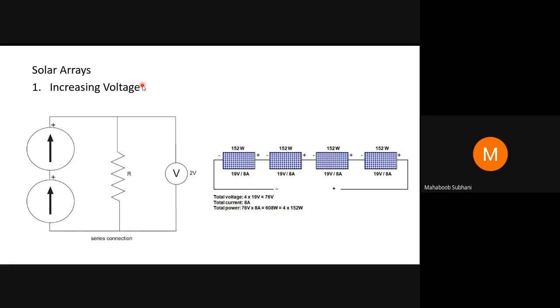Hello all. In the earlier lecture, we have seen the characteristics of a solar cell, in particular the IV and PV characteristics, and we have seen how to plot the maximum power point with respect to current and voltage. In this video, we'll see how to increase the voltage and current in an array of a solar panel.